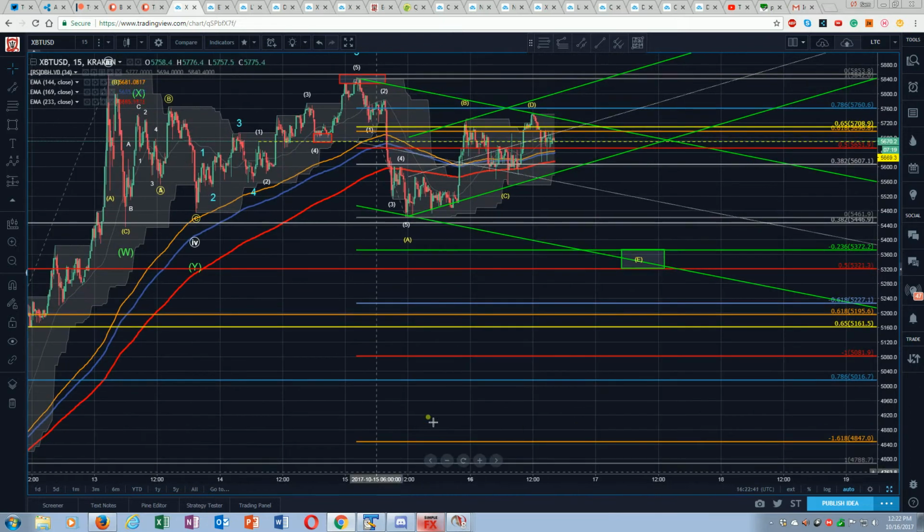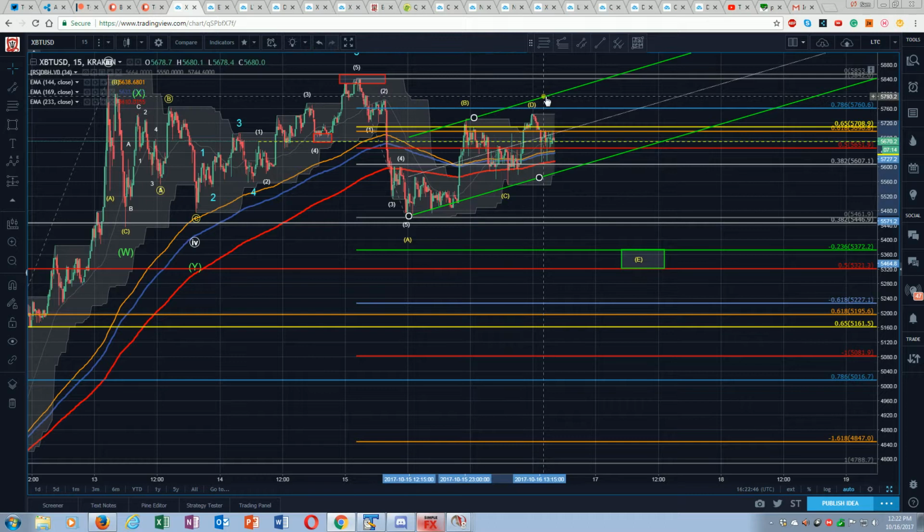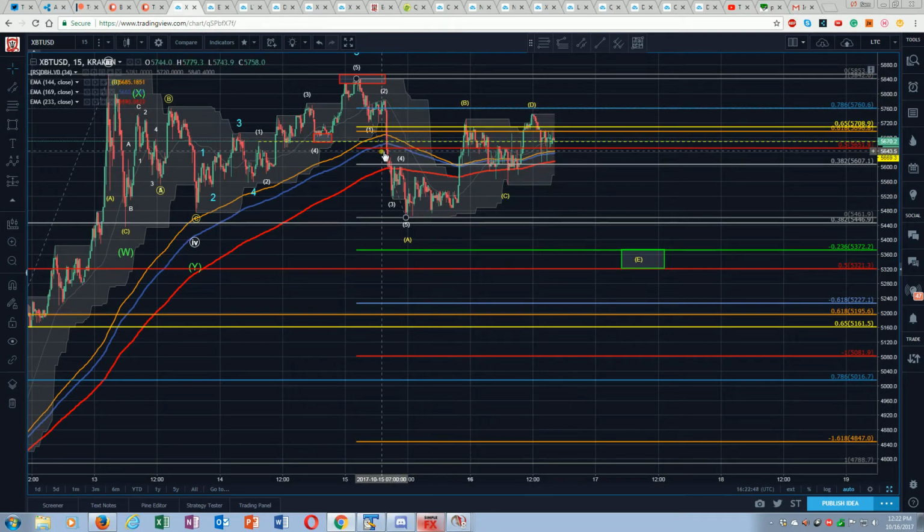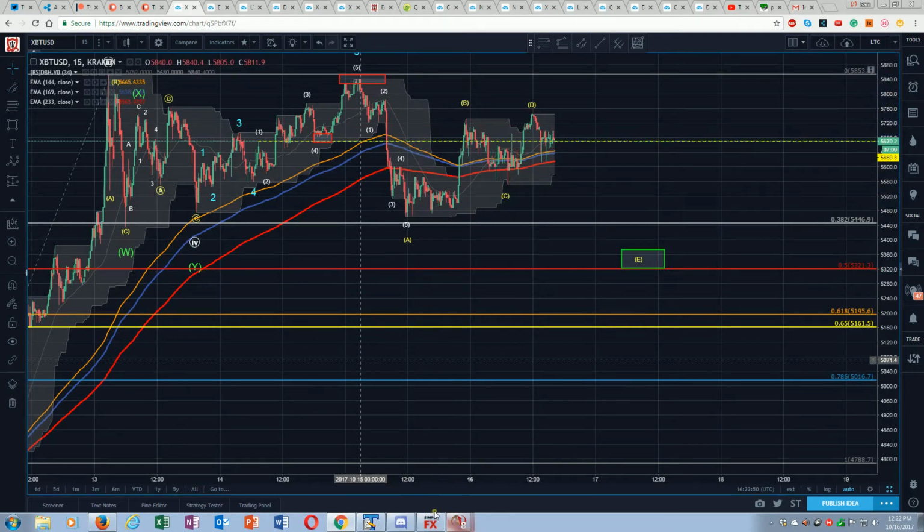I know there's a lot on here, so let me pull some of this off so you can see how I'm getting there. I'm going to pull this swing off as well. Okay, so let's try and break this down.